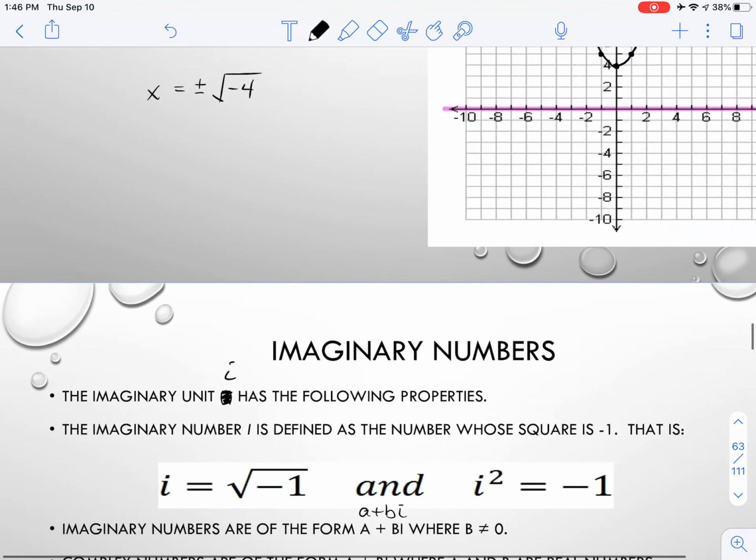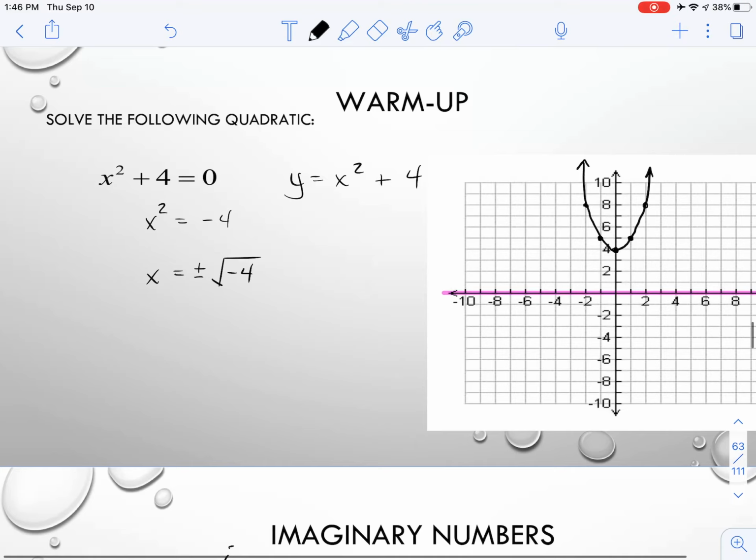Okay, so let me come back up to this real quick. All right, so here I had x equals plus or minus the square root of negative 4. So if I wanted to simplify this, here I'd have x equals plus or minus the square root, and I would break this down into negative 1 times square root of 4. Right? The reason I'm doing that is so that I can simplify this. The square root of 4 is going to give me a 2, and the square root of the negative 1 is going to give me an i. So my solution here to this equation is x equals plus or minus 2i.